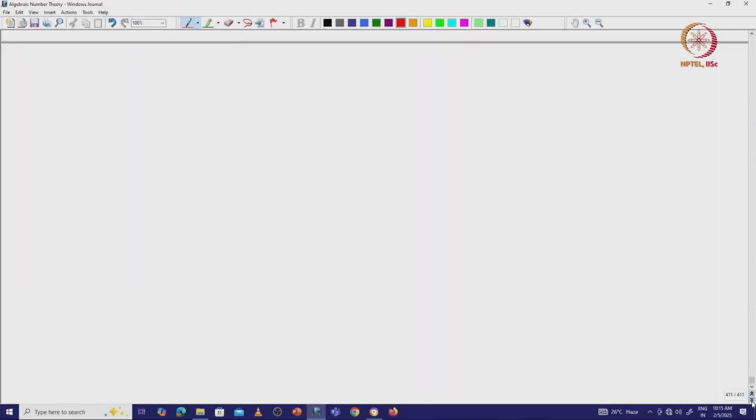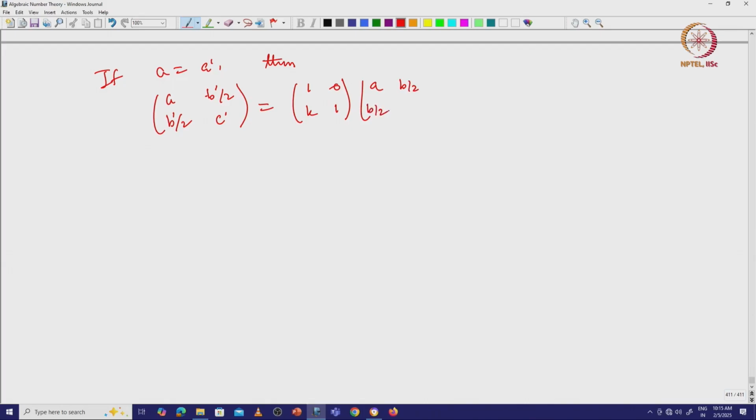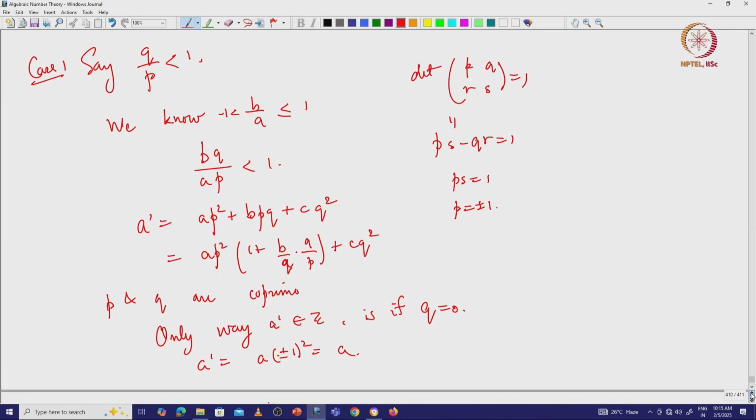Right. But if A is equal to A prime, then the only way this can happen is that A B by 2, B by 2, C and A prime B prime by 2, B prime by 2, C prime can only be of the form 1 0 K 1, A B by 2, B by 2, C and then 1 K 0 1. Okay. Sorry, I took cases here.